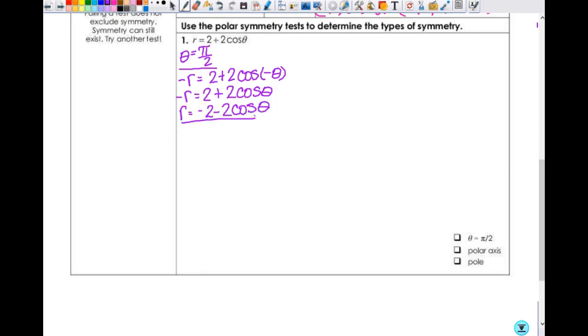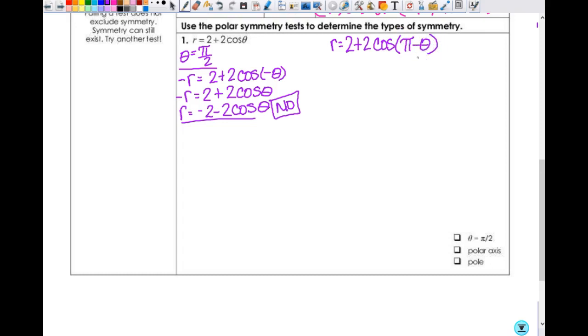Does that match my original? No. So this is a big no here. So I can't move on to the next type of symmetry until I use the second option I have for this theta equals pi halves. So now I substitute in a positive r. So r equals 2 plus 2 times cosine of, and this time it is pi minus theta.